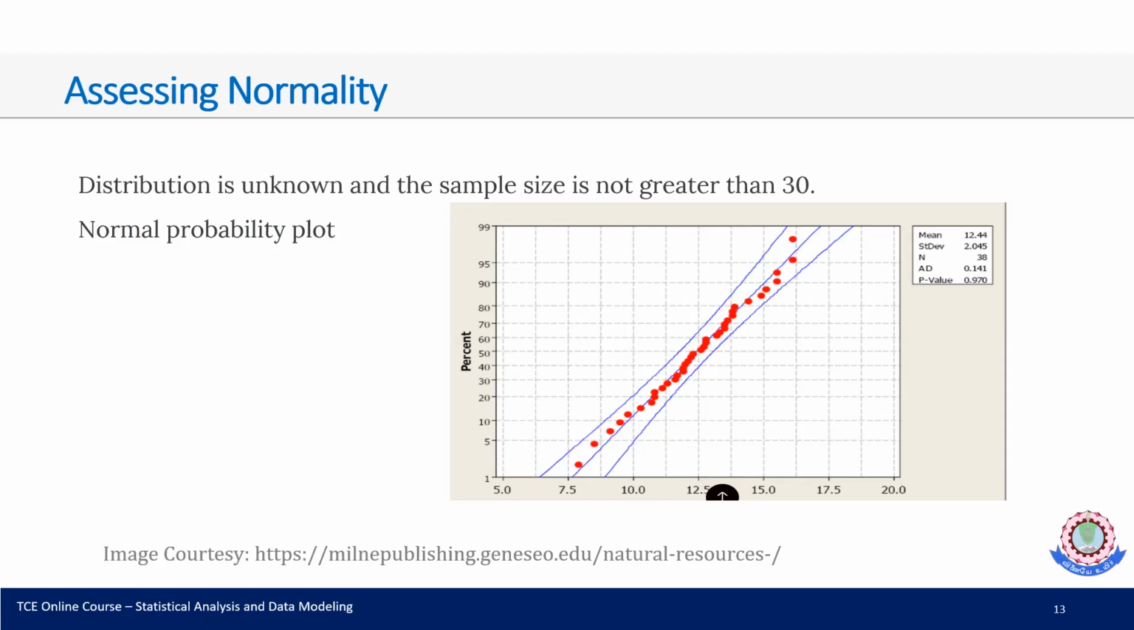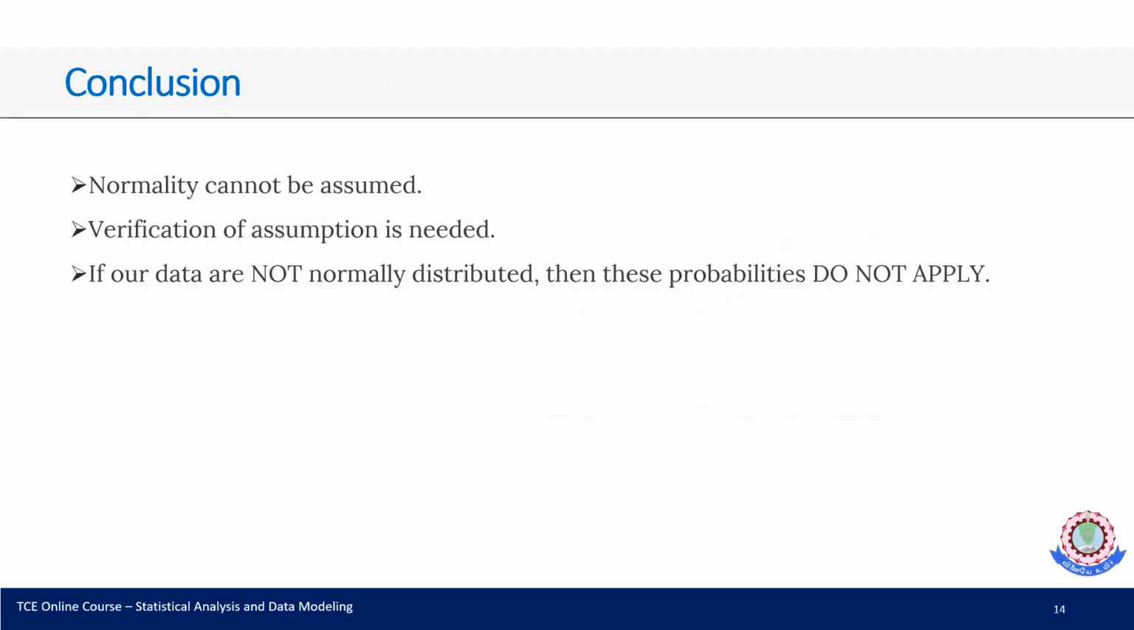Minitab allows the computation, and the null hypothesis for the test is that the sample data have been drawn from a normally distributed population. So you are going to have some sort of observation. So this is called a normality test. Whenever you are working with the normal distribution, you have to check some assumptions. Your normality cannot be assumed in the first place.